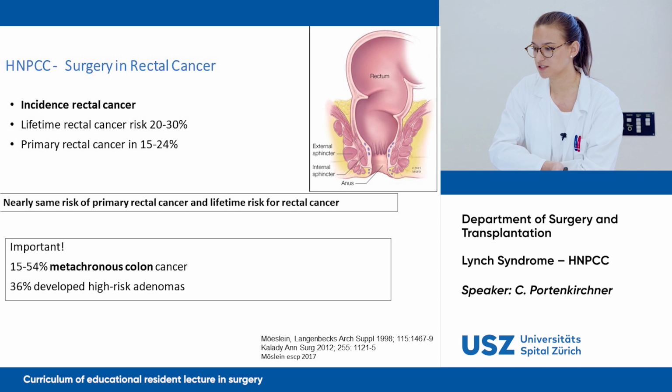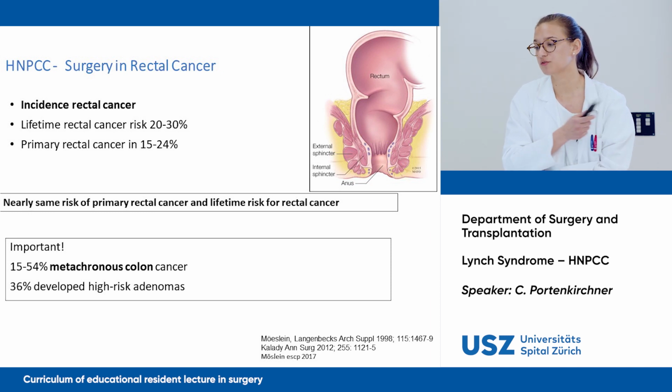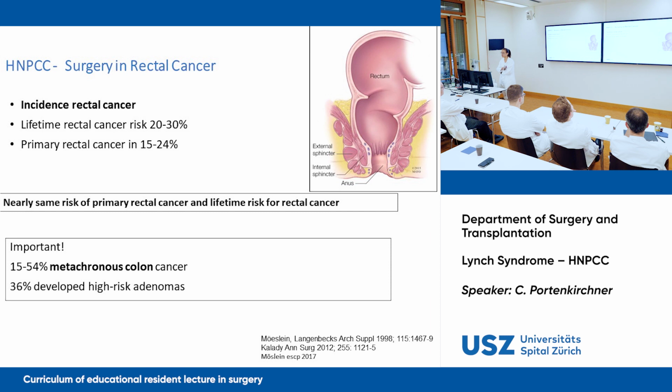Whereas in rectal cancer, we have it a little bit different when it comes to treatment. The lifetime risk for patients with Lynch syndrome to develop rectal cancer is 20 to 30%, and the primary rectal cancer risk is up to 20%. So we nearly have the same risk for this. But it is important: the chance for developing metachronous colon cancer is 50%. As you saw in colorectal cancer, for developing rectal cancer, it's much lower.